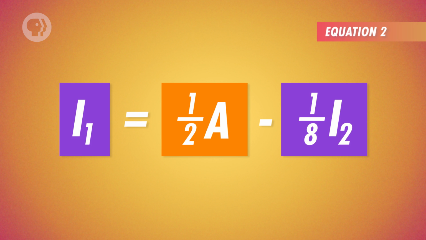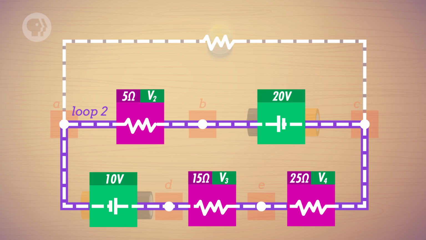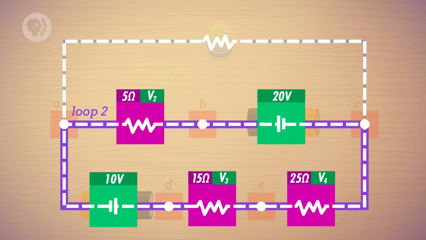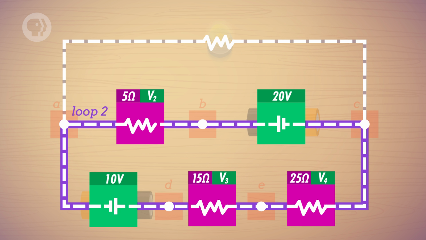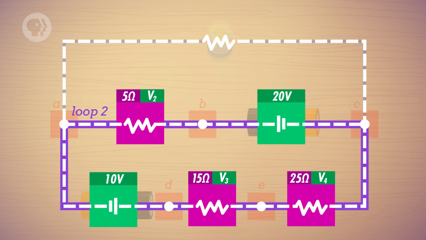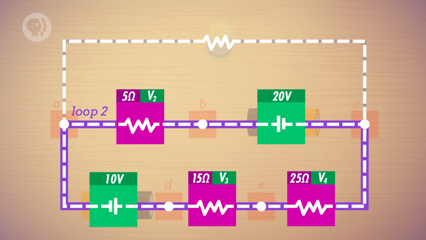Next, let's look at loop 2. In this loop, you've got 2 batteries and 3 resistors. If you follow the direction of the loop, you see that both batteries add voltage because the loop direction goes from their negative end through to the positive end. Additionally, all the resistors will subtract voltage because the loop goes in the same direction as the current. So it's important to draw your current directions first in order to make this clear.